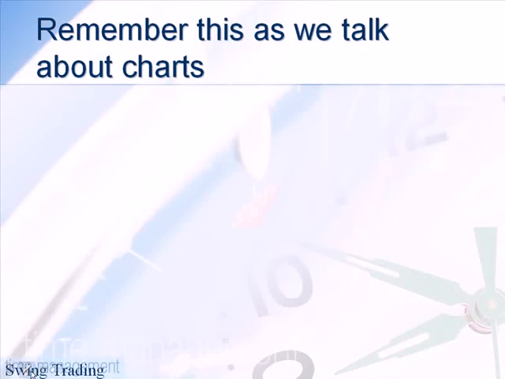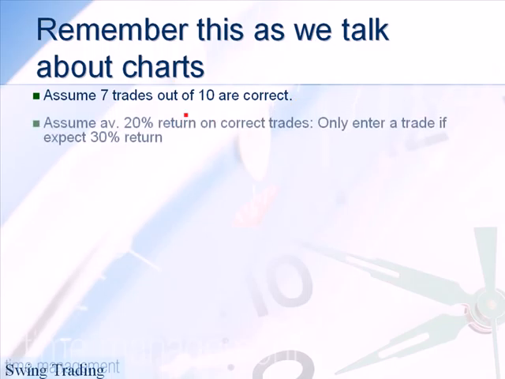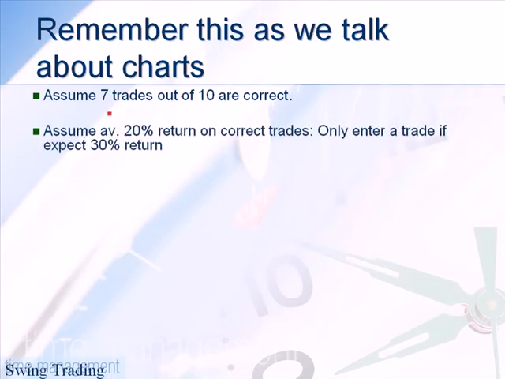Right, let's work under a simple hypothesis. Let's say you get 7 trades out of 10 correct based on the various systems which you might have developed yourself, or the ones we're going to show you in the CD-ROM set. Moving forward then, let's assume you have an average 20% return on the correct trade.